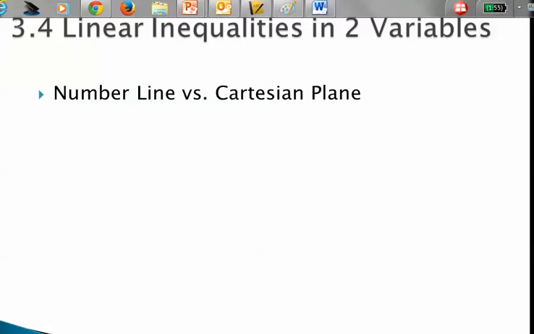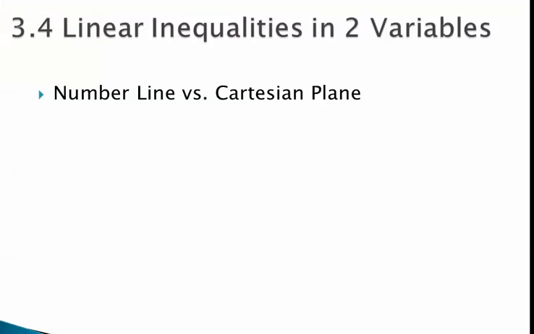In today's videos, we will take a look at linear inequalities in two variables. The first thing we want to make sure we distinguish is the difference between a number line and the Cartesian plane. We use a number line when we are going to just graph or represent one variable. So if we have something like x is greater than 3, that's just referring to the relationship between one variable. So that goes on the number line.